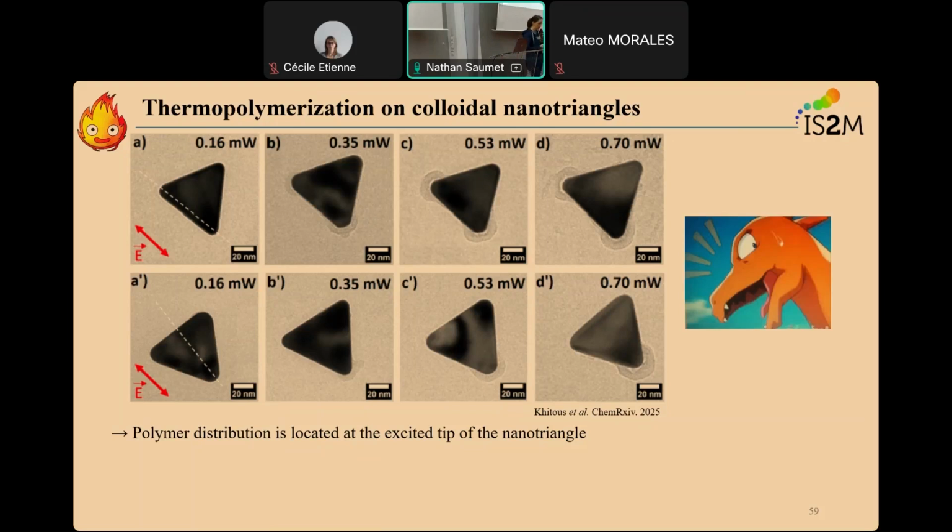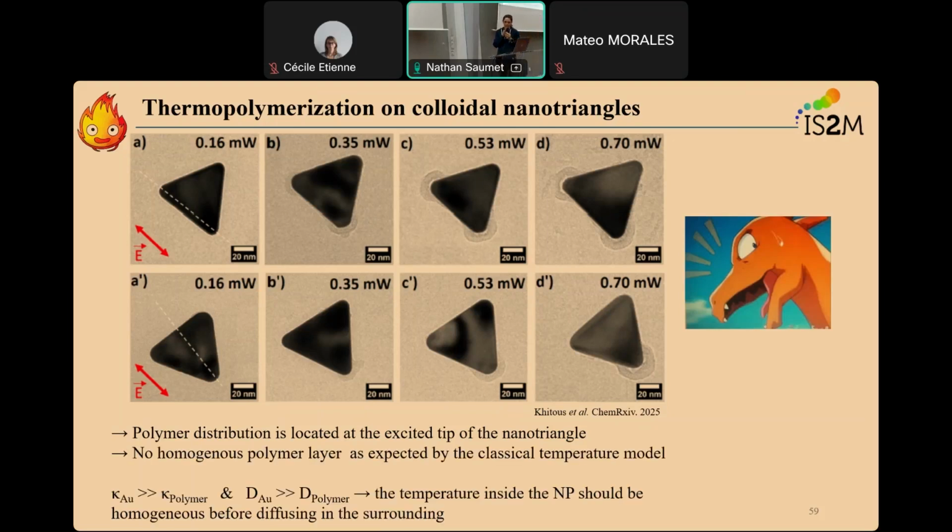And this was clearly not expected. The physicists, let's say the theoretical physicists, expected to have a homogeneous polymer layer around the nanotriangles, due to the fact that the thermal conductivity and the thermal diffusivity of gold are both way higher than those of the polymer. So the temperature should be homogeneous inside the nanoparticle before diffusing into the surroundings. So this whole community was expecting a homogeneous layer around the nanotriangle.